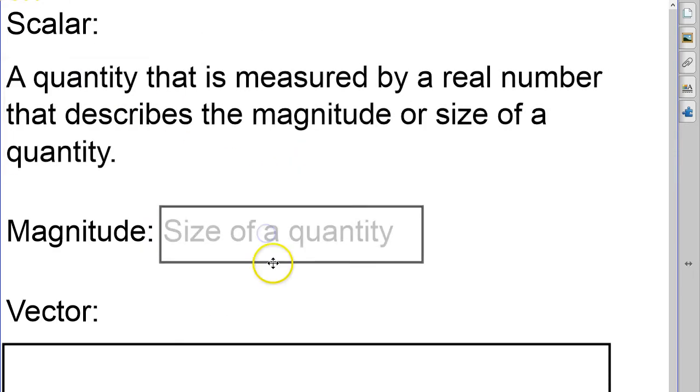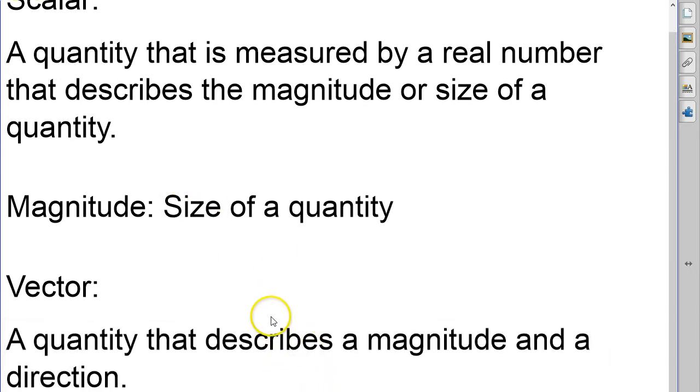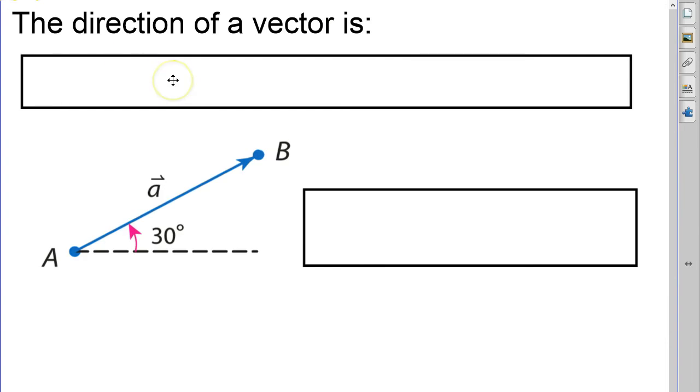A scalar is an amount, and a magnitude is a size. A vector itself is a direction and a quantity. And then you have an initial point and a terminal point. All right, so other things that get confusing.